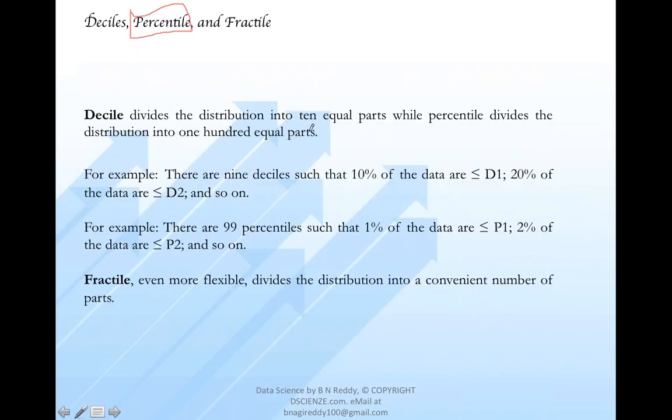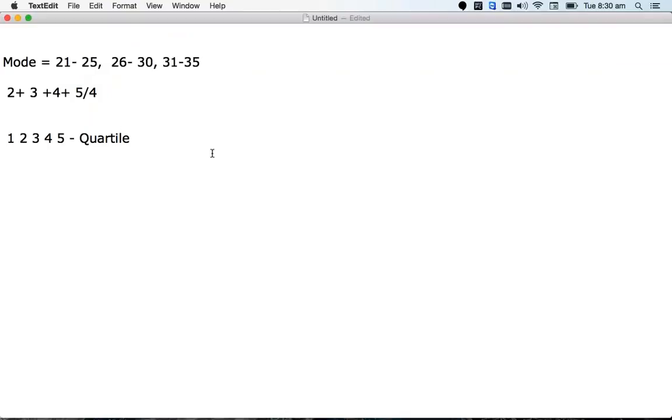Decile divides the distribution into 10 equal parts, while percentile divides the distribution into 100 equal parts. For example, if we want to divide the data set by decile, decile distributes the data into 10 different parts. We have 1, then 1.2, 1.3, 1.4 up to 10. This is going to be one portion. And then the next is going to be the second portion.